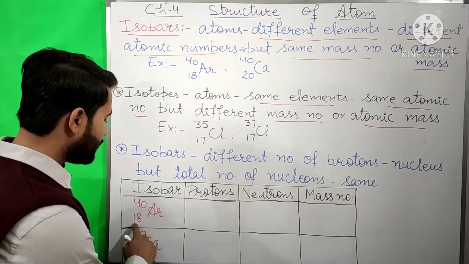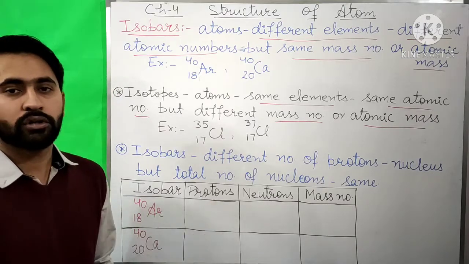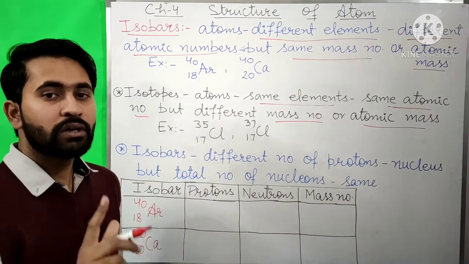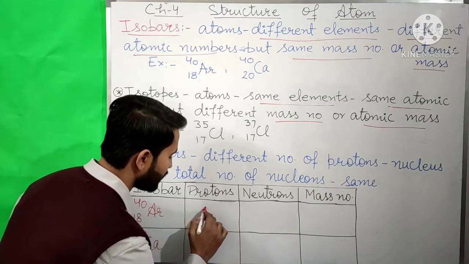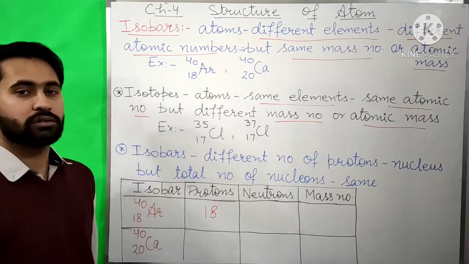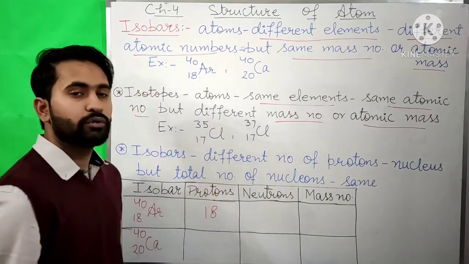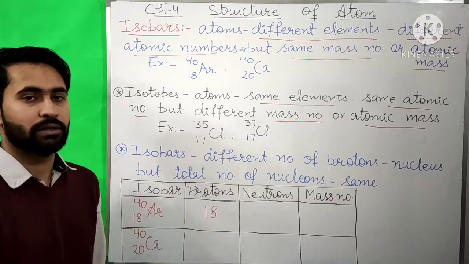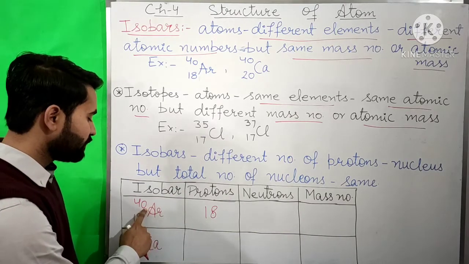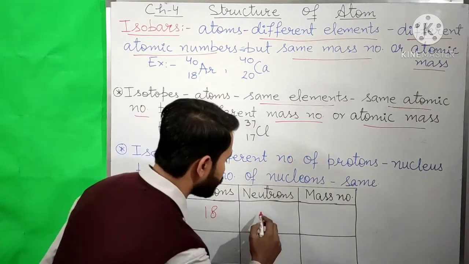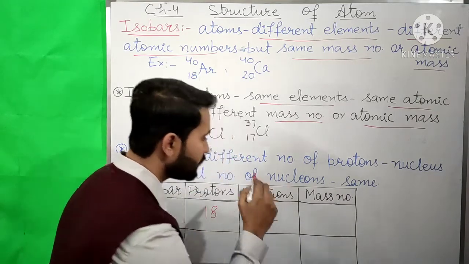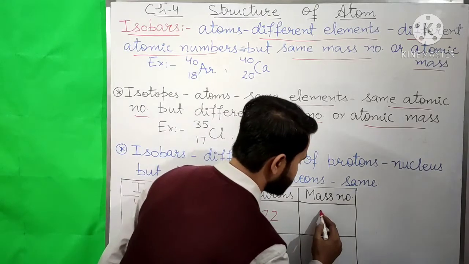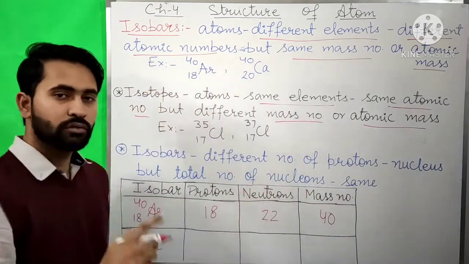So in 18Ar40 the number of protons will be 18 because atomic number is equal to number of protons. So here it will have 18 protons. Now for the number of neutrons, we will subtract the number of protons from the mass number. So 18 subtracted from 40 will be 22. Its mass number is already given, it is 40.